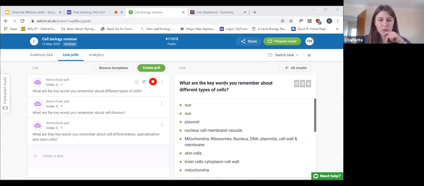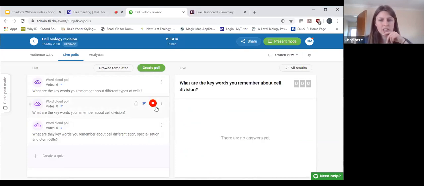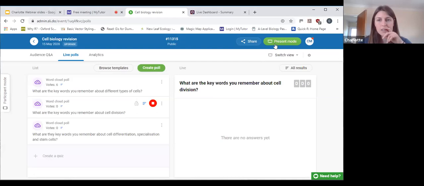Okay, let's stop that one. Let's do cell division. Probably be the last one that we do. So for this one, got another link. So the second link there, pop that one into your browser. You should see a question again. We'll create another word cloud. What are the keywords that you remember about cell division?